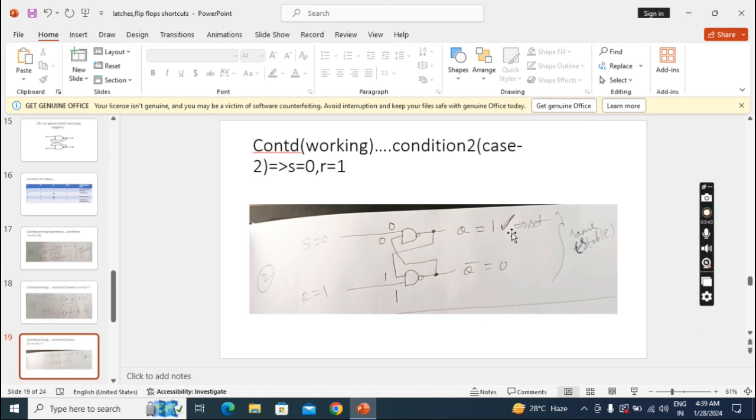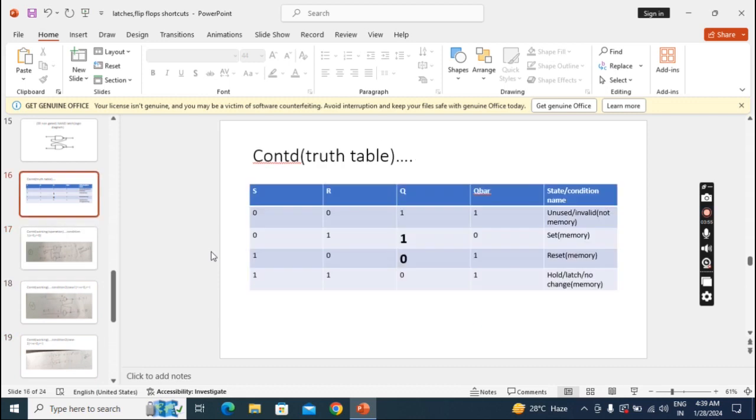And a latch is a 1 bit storage element. We just need to store 1 bit. That's why I'm considering 1. This is called the set condition. So what we got, see? In the second condition, when I apply S0 R1, I got Q1, Q bar 0. That's why set. I am considering Q set. That's why I highlighted it. So we are storing 1 here.